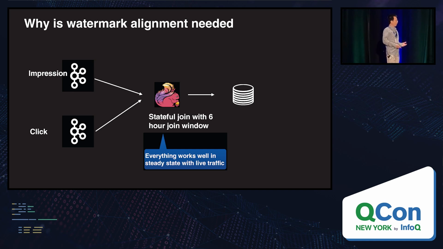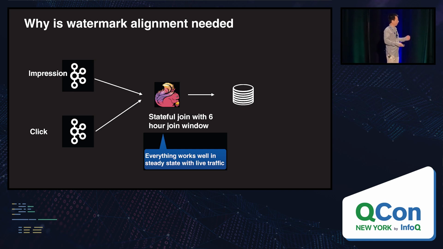So we talk about watermark, then what is the watermark alignment? Why is it needed? Let's look at the use cases of stateful join. For example, let's say we're joining ad impression with ad click. For stateful join, we typically need to define a join window, which is typically determined by how late data can come.